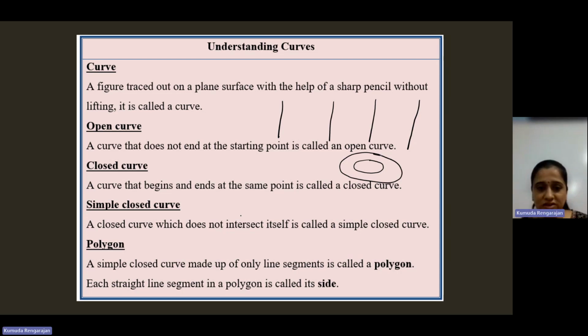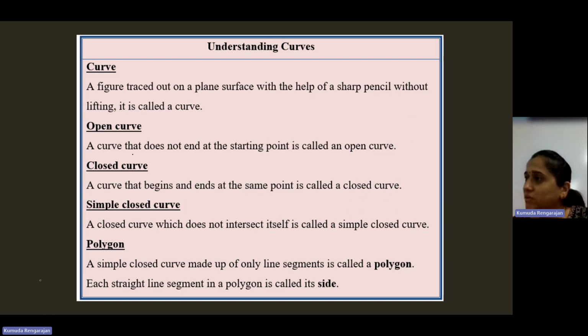See, this one is a curve, because I'm able to draw this with a writing instrument without lifting. So a curve is a figure which is traced on a plane surface without lifting. How do you trace? Using a writing instrument, a pen or a pencil. You trace on a plane surface without lifting, and that is called a curve. That "without lifting" is important.